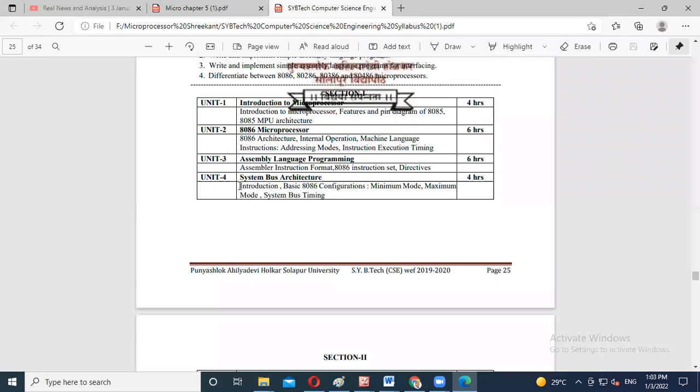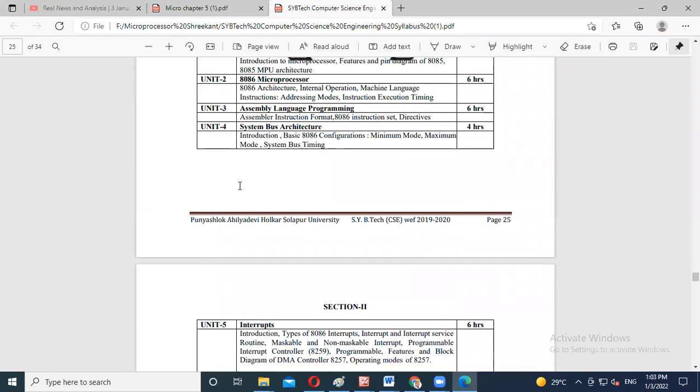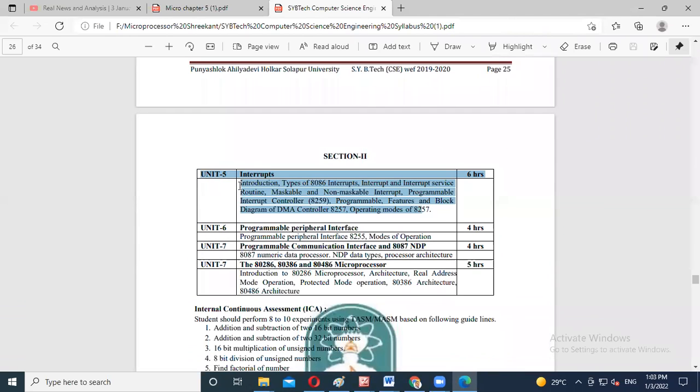We have to conduct one lab test. Yes, fine. See, we are with the interrupts, unit number 5. In unit number 5, all of you have to check whatever I have to cover. Introduction I covered, and types of interrupts I covered, maskable and non-maskable, and interrupts and interrupt service routine, ISR, I covered. And next, programmable interrupt controller, that is 8259, I covered, its features, block diagram, architecture and internal operations, we covered.